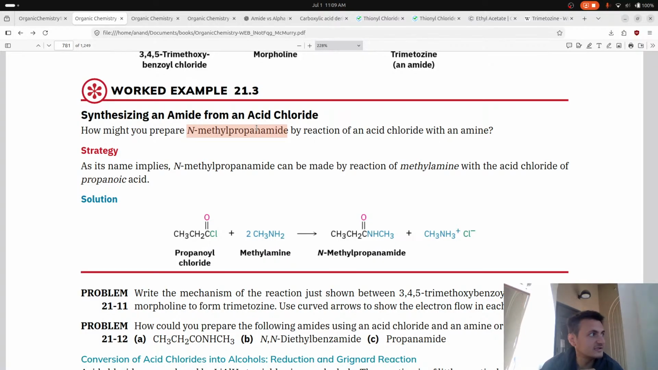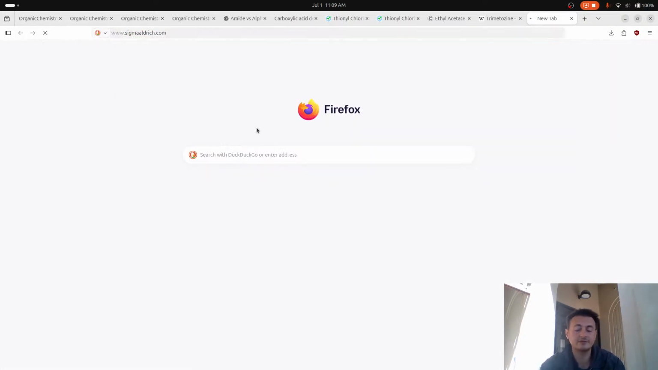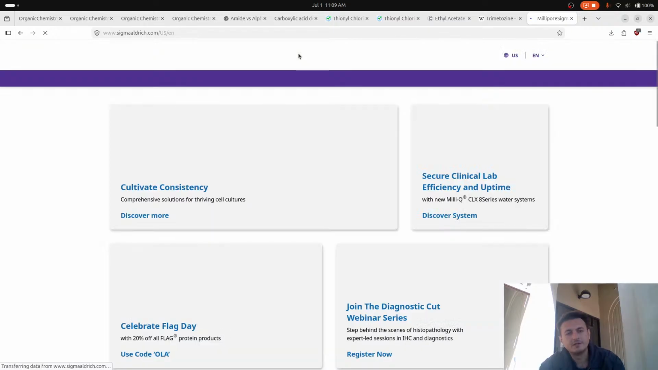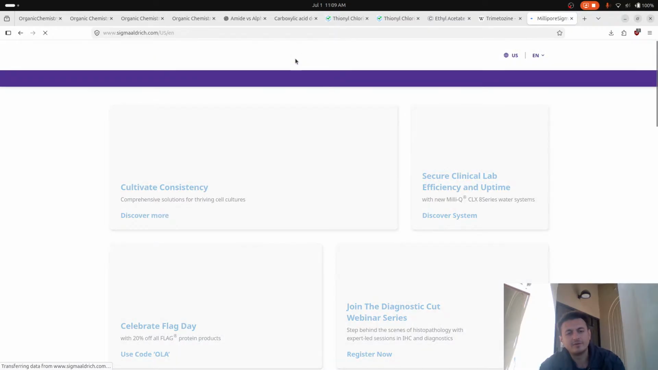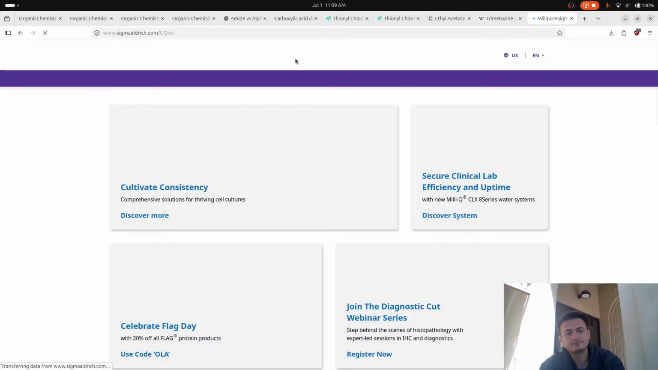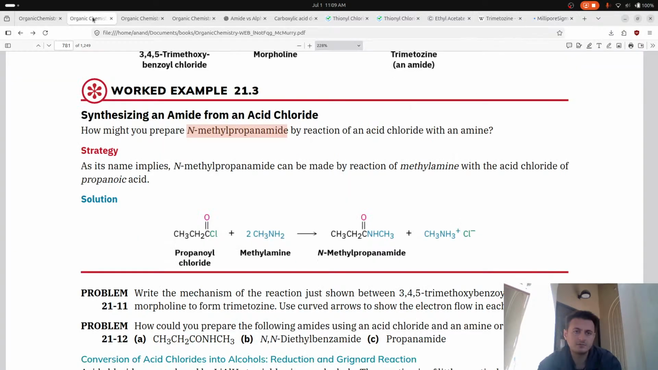that DCC stuff. Actually, how expensive is that DCC stuff? Let's find that out. All right, let me see if I can even remember the name. The internet's so bad here. Oh yeah, we need two equivalents of methylamine.